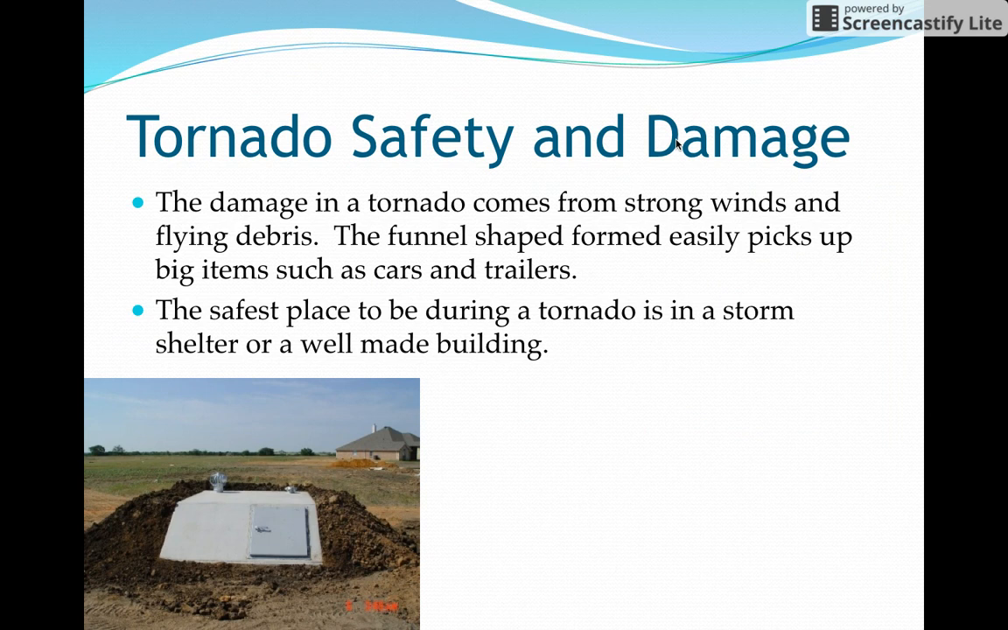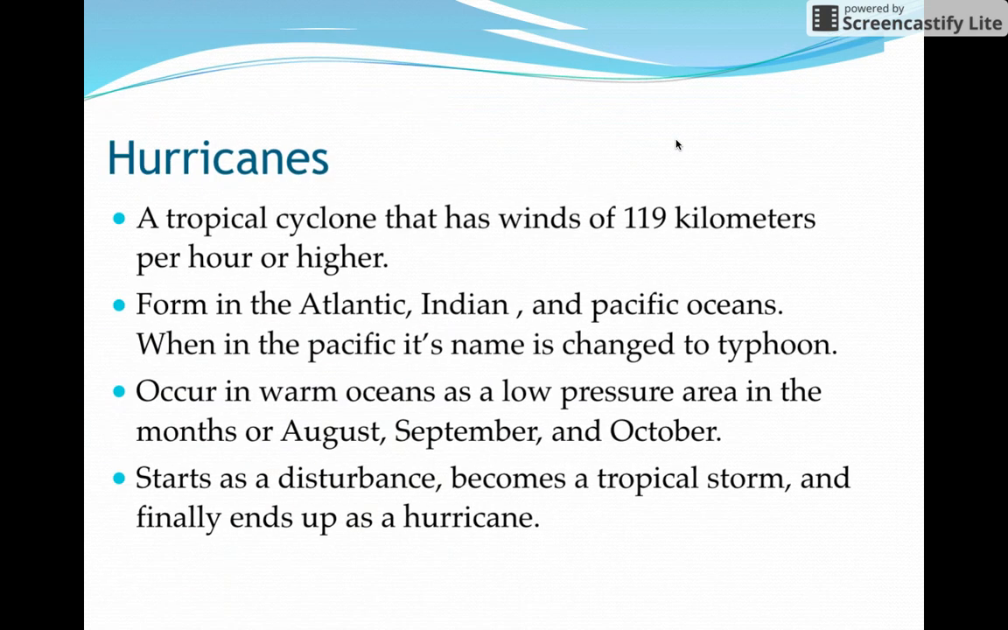Tornado safety and damage. The damage in a tornado comes from strong winds and flying debris. The funnel-shaped form easily picks up big items such as cars and trailers. The safest place to be during a tornado is in a storm shelter or a well-made building.